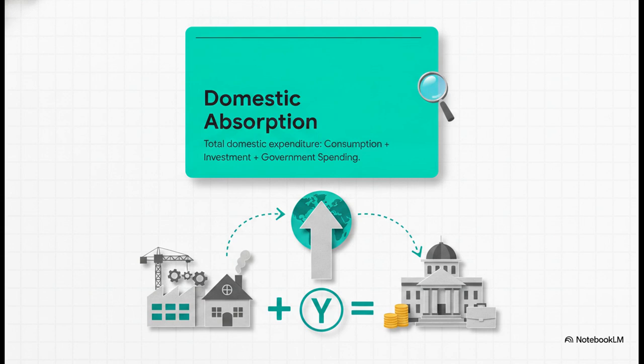Now it's time to assemble these building blocks. Before we can look at the whole world, we really have to look at what a country spends strictly on itself. We call this domestic absorption. It is the total domestic expenditure on goods, and it's calculated by simply adding together consumer consumption, business investment, and government spending. You'll hear this referred to all the time as C plus I plus G. It's an incredibly important baseline. It basically represents the domestic economy absorbing goods and services before we even factor in international trade.